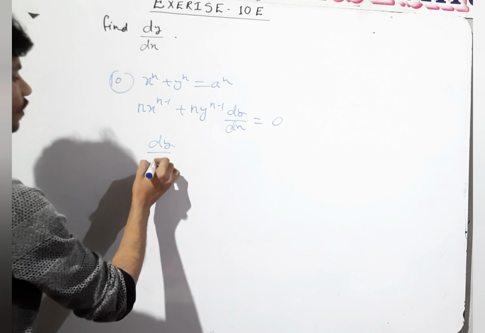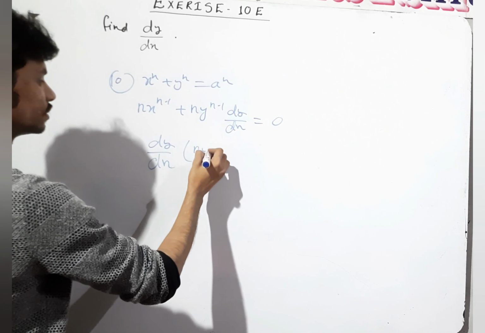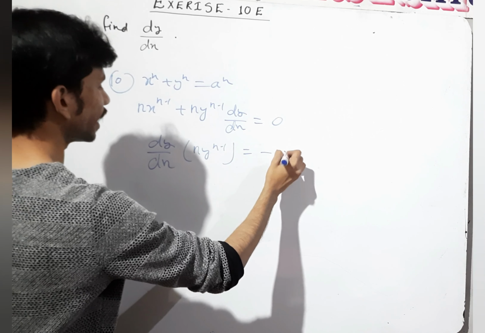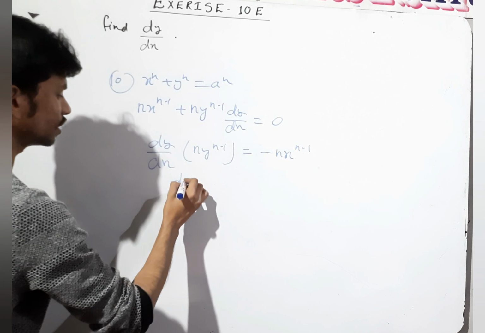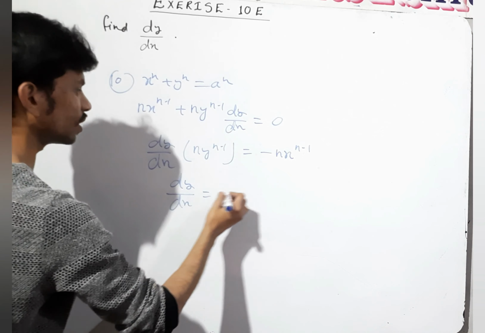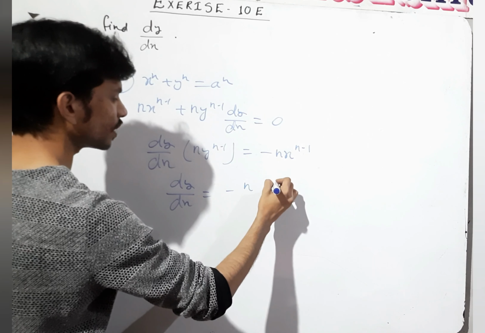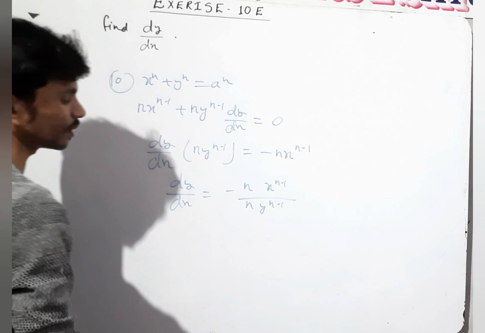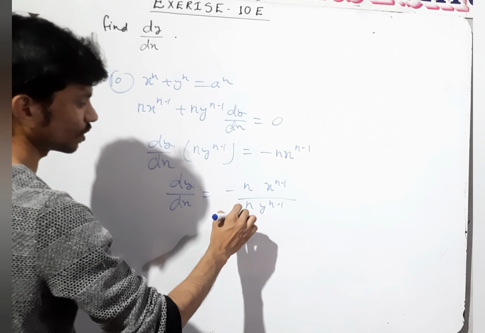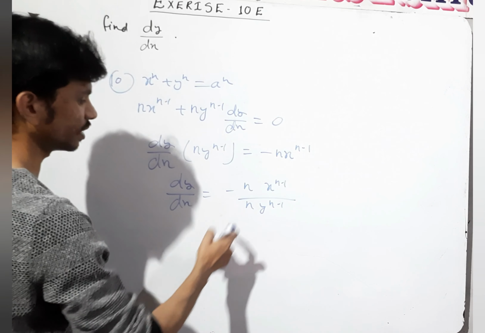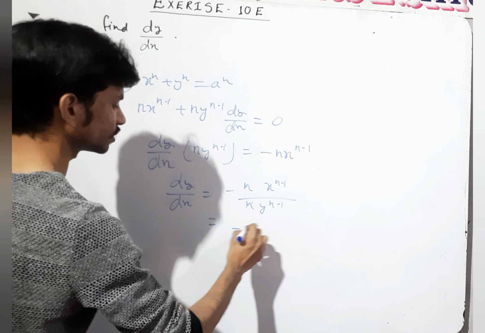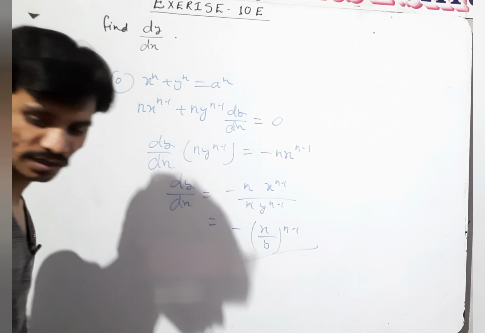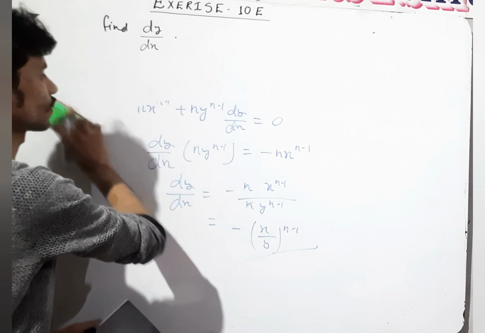Now dy over dx times n y raised to power n minus 1 equals minus n x raised to power n minus 1. Now dy over dx equal minus n x raised to power n minus 1 divided by this term, n y raised to power n minus 1. The n is cancelled by this n, and the terms are x divided by y whole raised to power n minus 1. So this is the final differentiation.